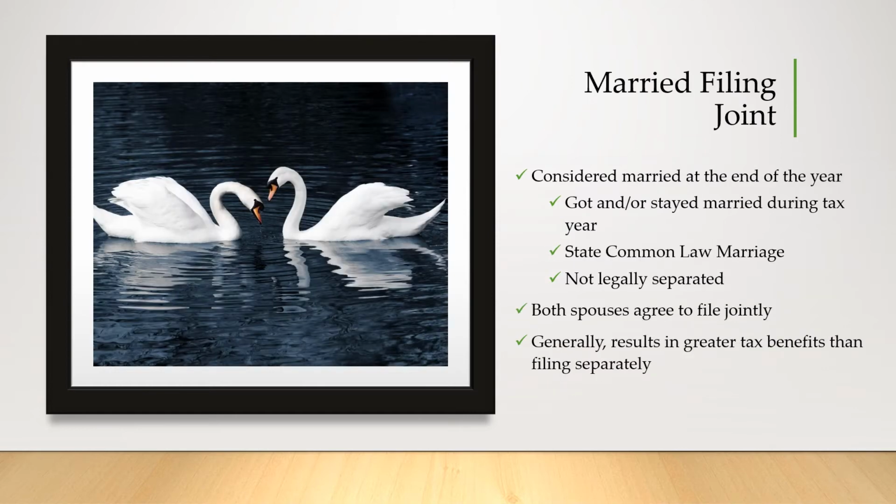Our next filing status is married filing joint, and this is for taxpayers who are, one, considered married at the end of the year. And if you'll remember, married at December 31st is married at the end of the year. So if they were married the whole year, they were married at the end of the year. If they got married at any point during the year and they stayed married, by December 31st, they're still married, then they are considered married for the entire tax year.